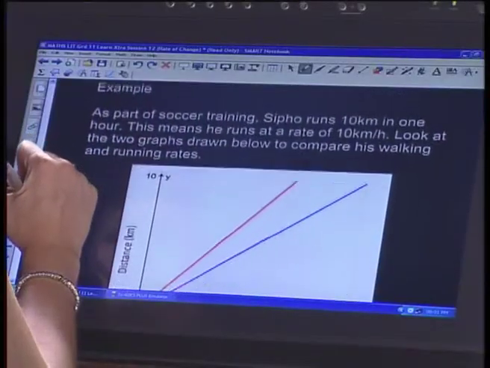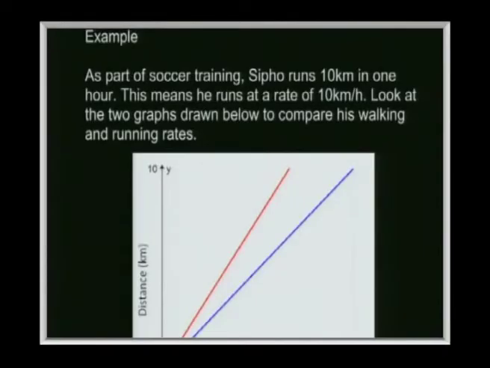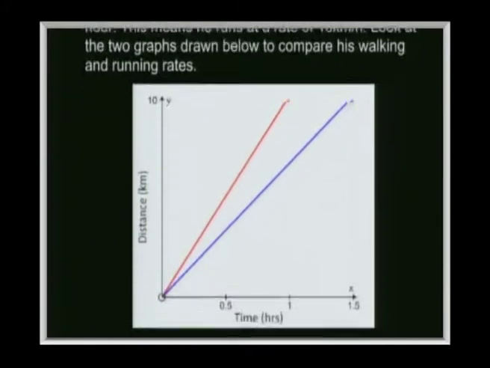Right, I hope these graphs have taught you something. Let's move on to an example and see if we can apply our knowledge. As part of soccer training, Sipho runs 10 kilometers in 1 hour. This means that he's running at a rate of 10 kilometers per hour. Look at the two graphs drawn below to compare his walking and his running rate.